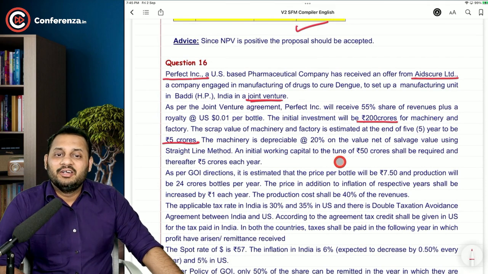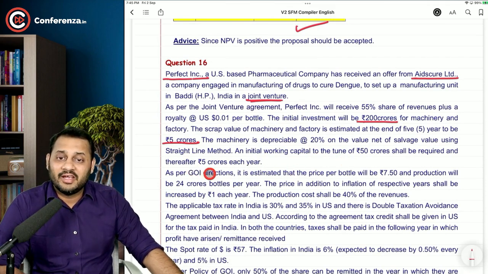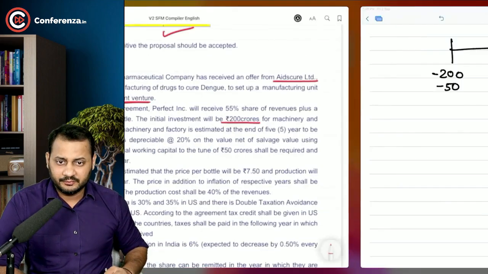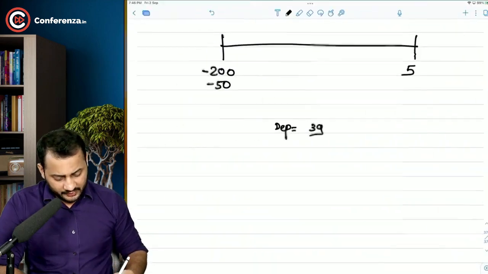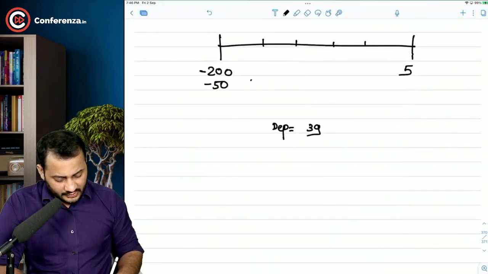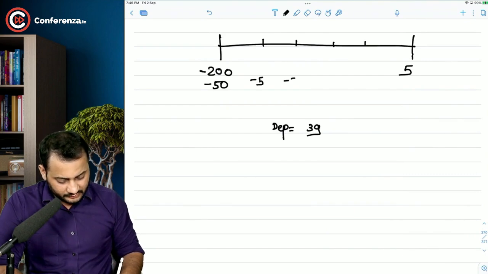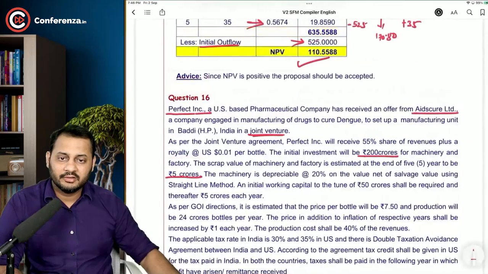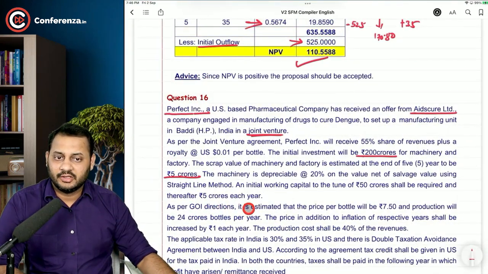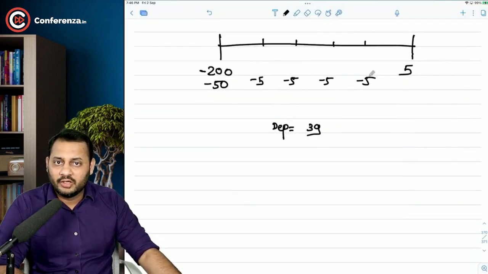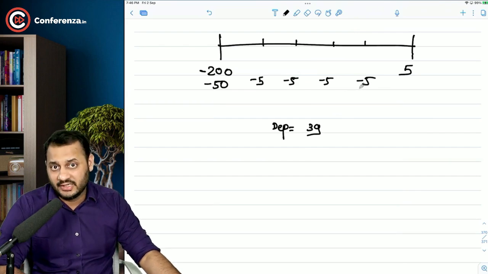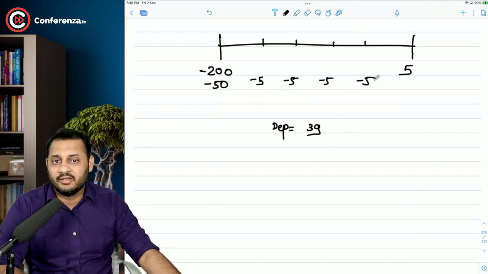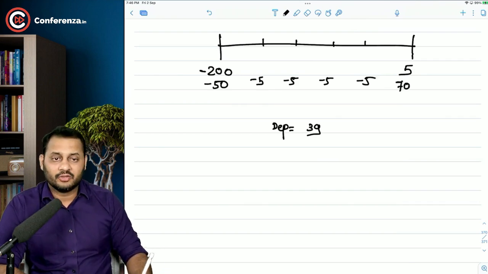An initial working capital to the tune of 50 crore shall be required, and thereafter 5 crore each year. See, now the working capital, how it is going. Working capital of 50 is required initially. And then what will happen? 1, 2, 3, 4 and 5. You will invest 5 more crore here. Outflow is 5 only, na? Every year 5 extra crore is required. Thereafter 5 crores each year additional. That means by the end of year 4, you will have a total of 70 crores in working capital, because this is not an expense. So this will keep on adding. It will become 55, 60, 65, 70 here. And you will release all the 70 crore at the end of the 5th year.